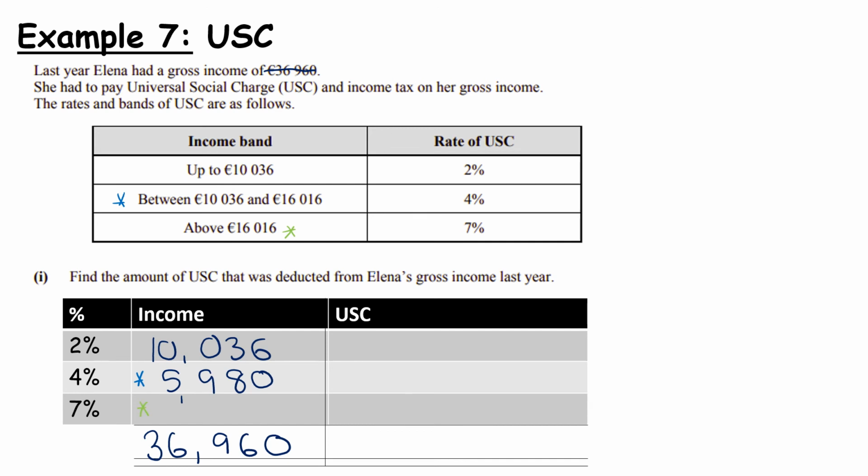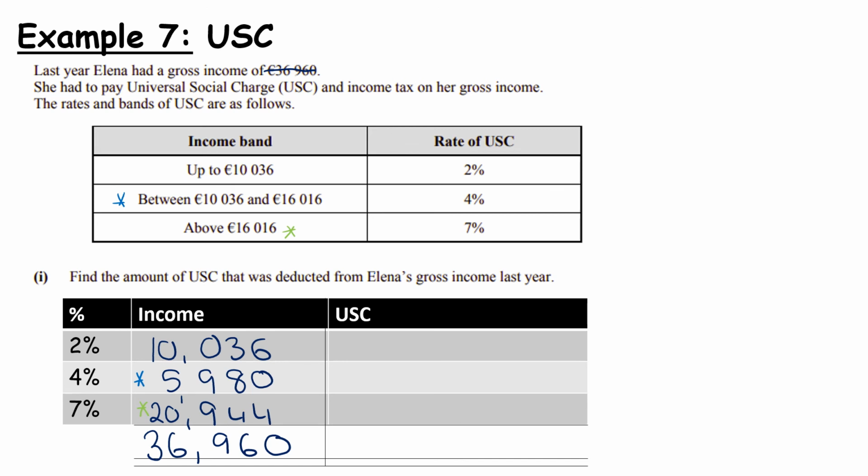The last bit tells us that it's above 16,016. So to figure that out, we do 36,960, take away 16,016, and that gives us the remaining 20,944. You could have also worked that out by adding together these two numbers and then taking it away from here. You would have got the same answer.